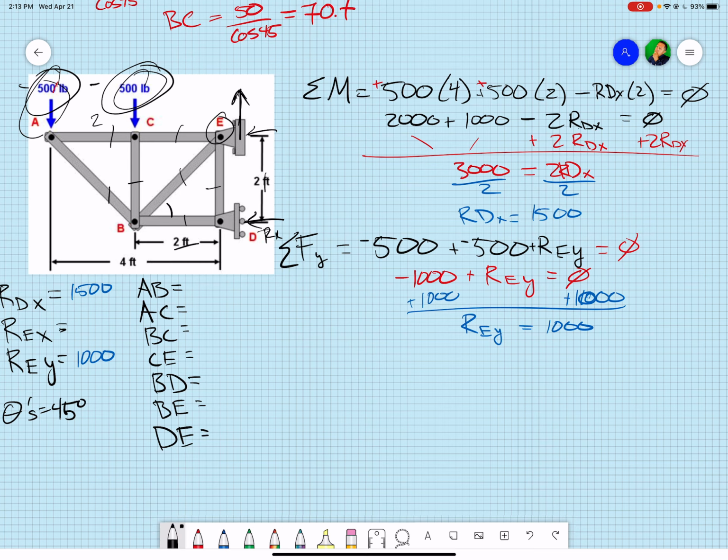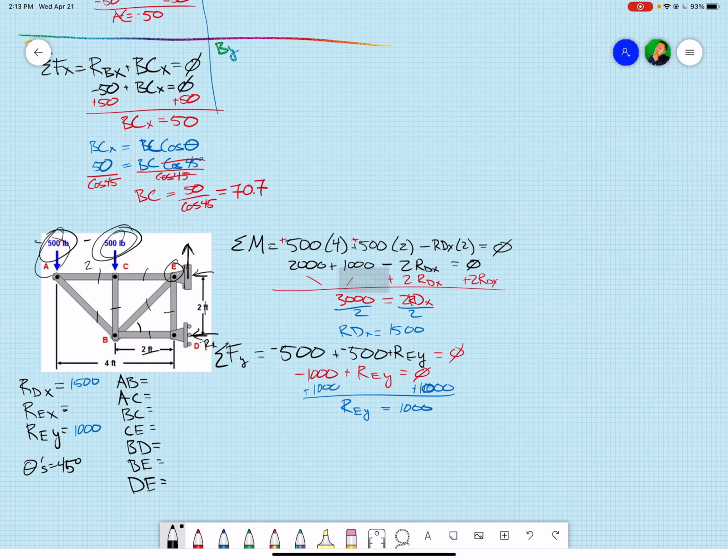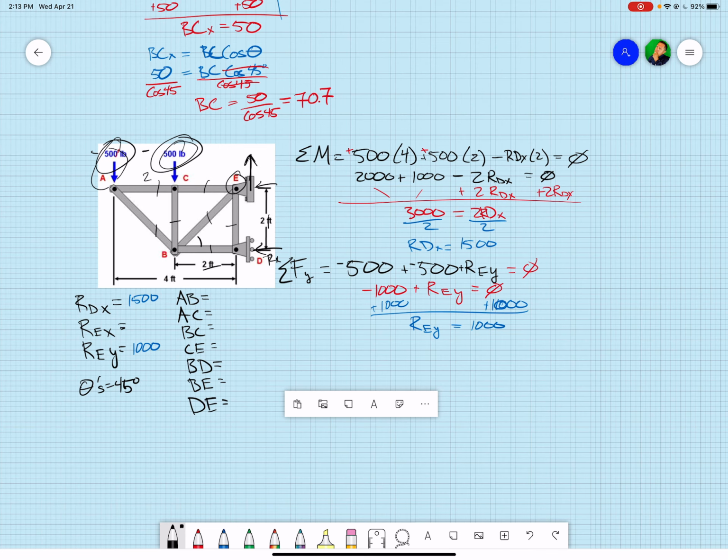All right. Now, sum of the forces in the X. Whoops, I don't want that. I can delete it. Okay. Sum of the forces in the X.